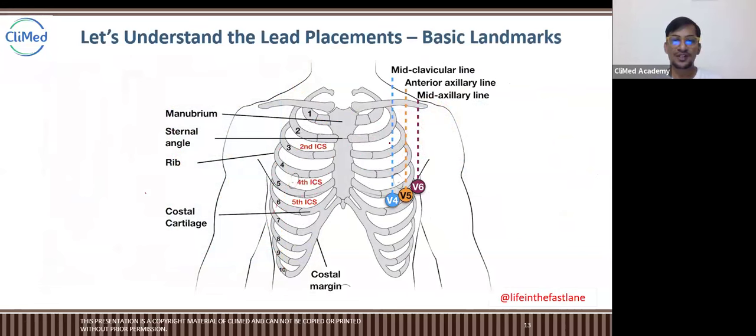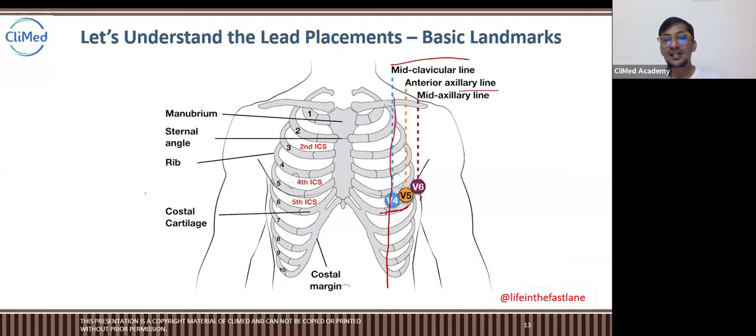V4 will be attached to the mid clavicular line. This is the mid clavicular line. So V4 is attached to the mid clavicular line, and V5 is next to it, at the anterior axillary line, and then the mid axillary line.